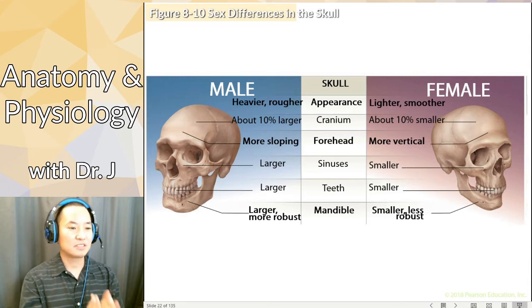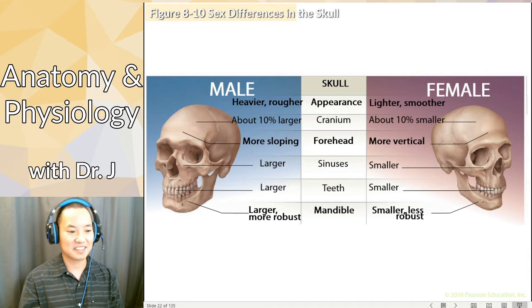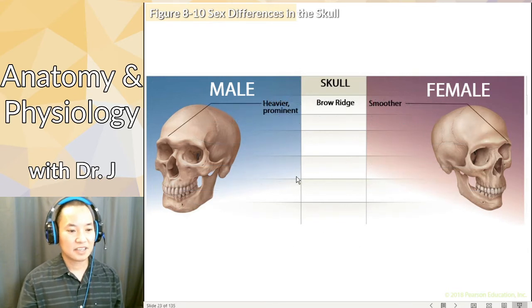So if I do test you on this, it probably won't be based on pictures because, again, it's really hard to tell from pictures without the 3D structure. But what we see with sex differences in the skull, the ones I have highlighted, maybe I'll test you on. So it says like a more sloping forehead in men, a larger, more robust mandible, so a bigger jaw in men in general. And then brow ridge.